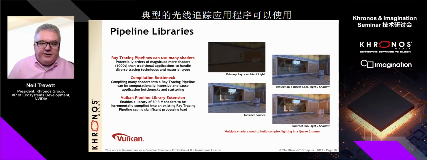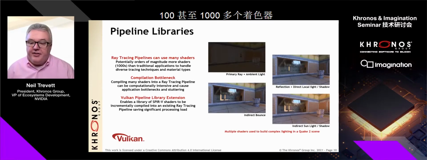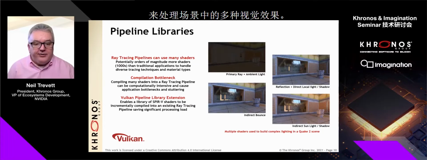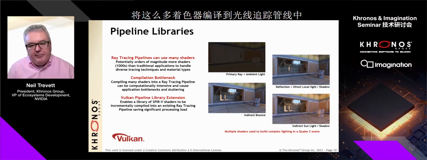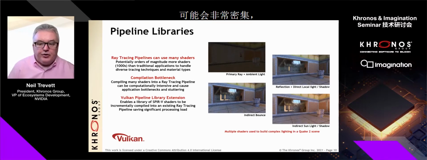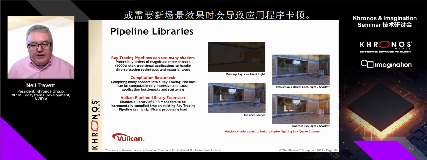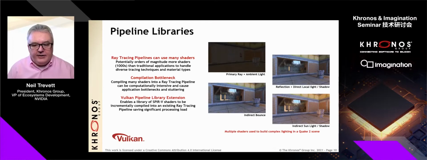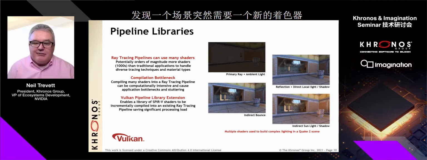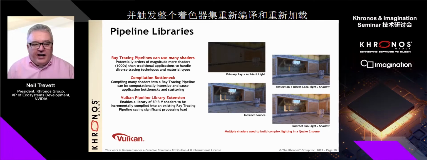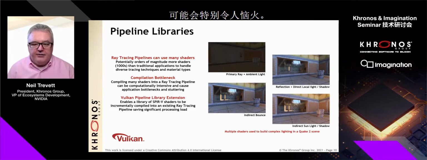A typical ray tracing application can use hundreds or even thousands of shaders to process the many types of visual effects in a scene. Compiling that many shaders into a ray tracing pipeline can be intensive enough to cause application stuttering when new scenes are loaded or when new scene effects are needed. It can be particularly aggravating to discover that a scene suddenly needs a new shader, and that triggers the entire set of shaders for that scene to be recompiled and reloaded.